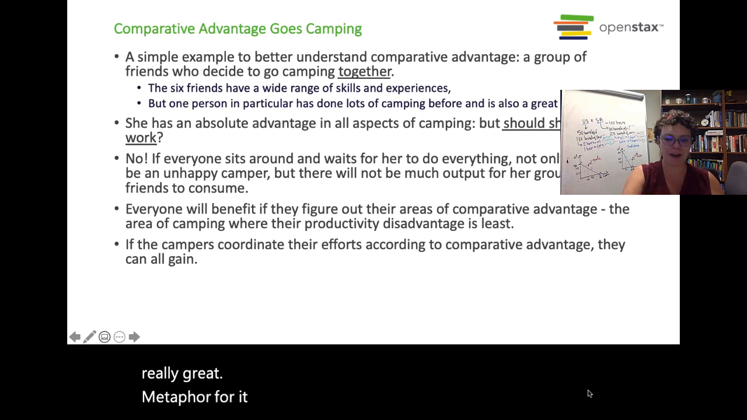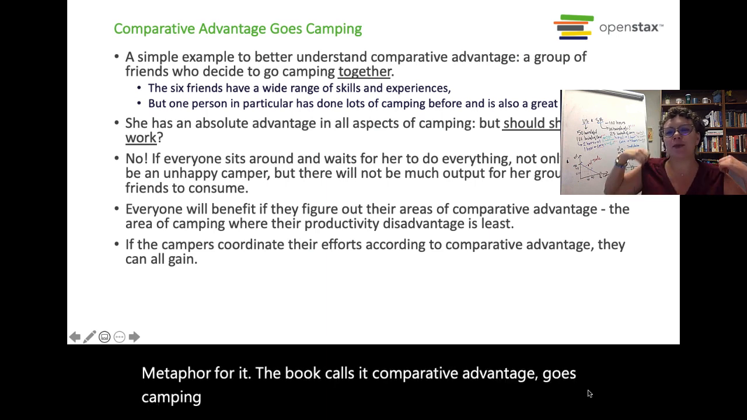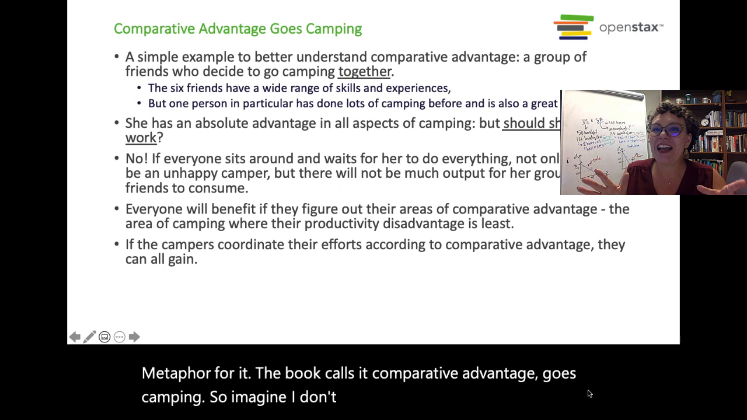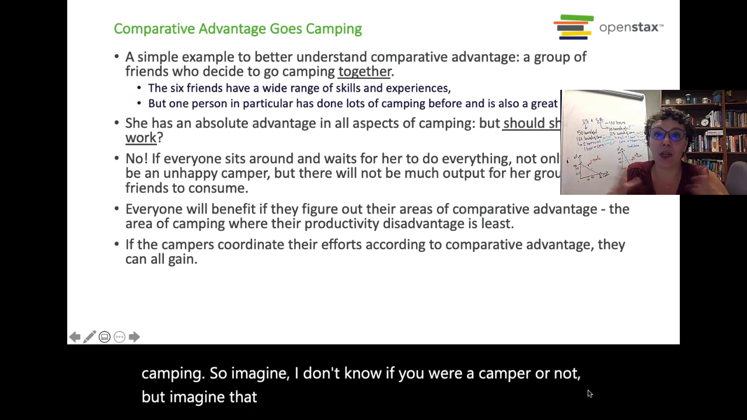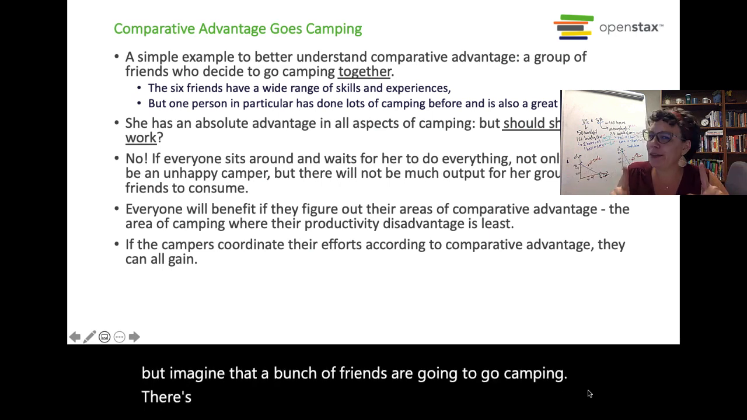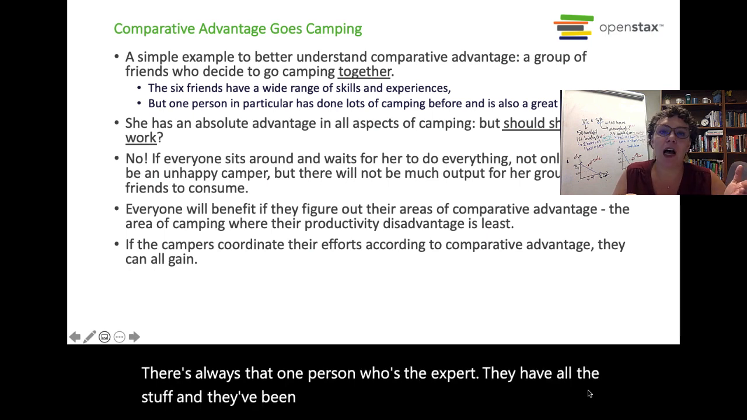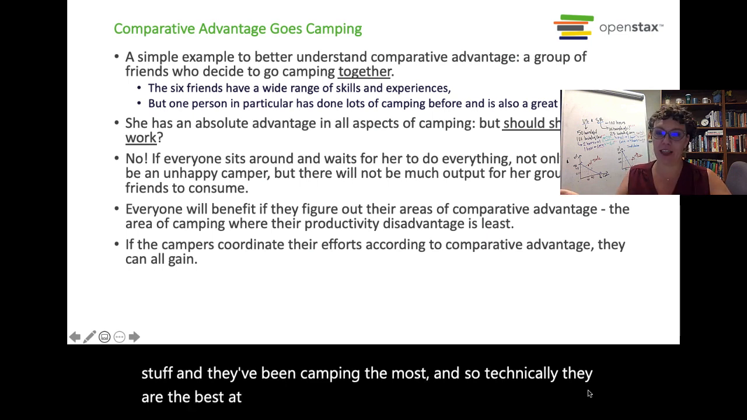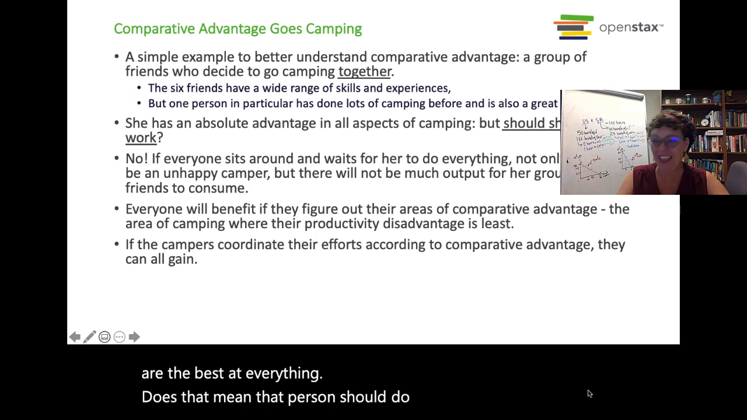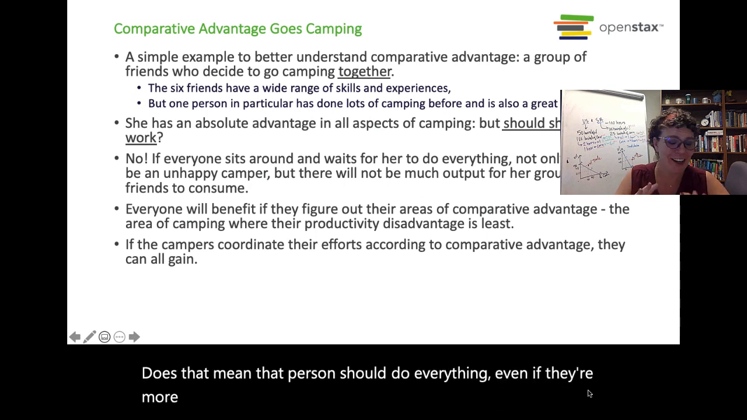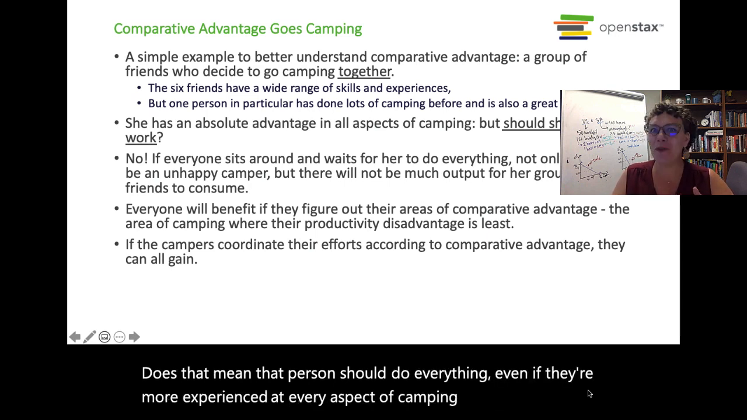And if that kind of doesn't make sense, this is a really great metaphor for it. The book calls it Comparative Advantage Goes Camping. So imagine, I don't know if you are a camper or not, but imagine that a bunch of friends are going to go camping. There's always that one person who's the expert. They have all the stuff and they've been camping the most. And so technically they are the best at everything. Does that mean that person should do everything, even if they're more experienced at every aspect of camping? No, of course not.